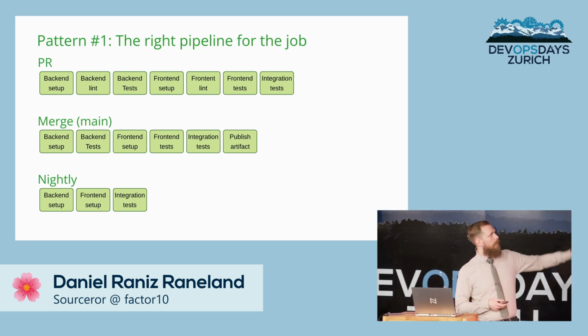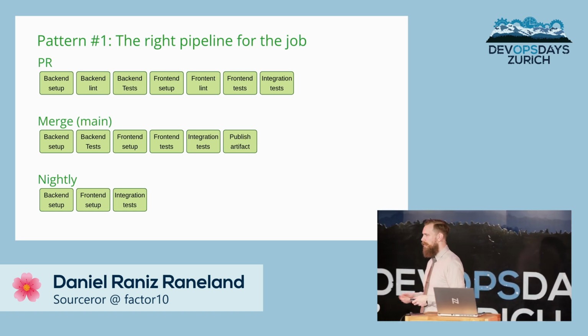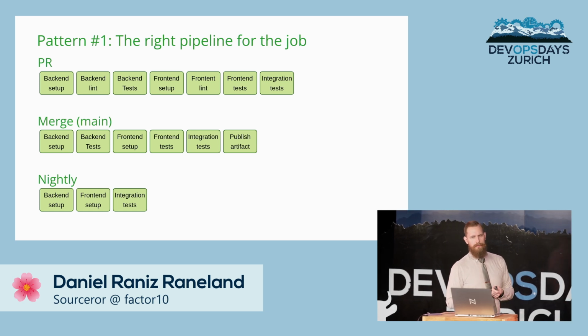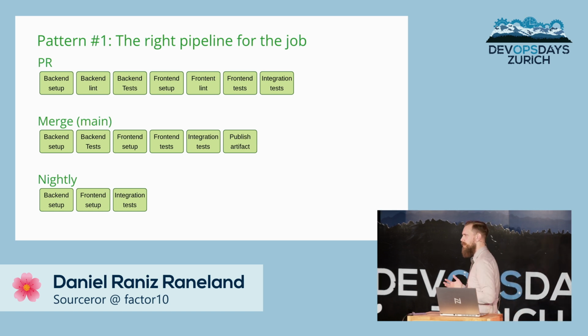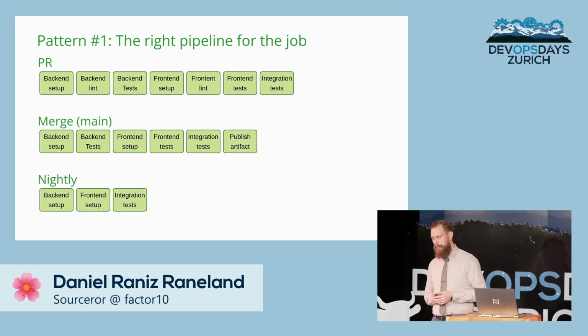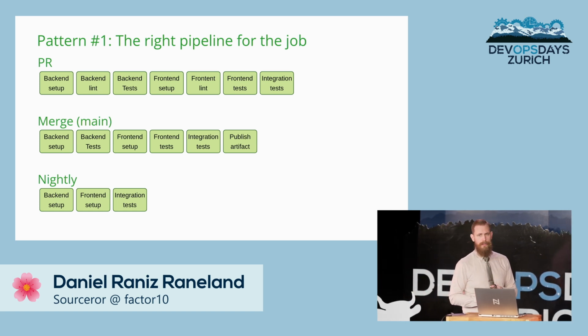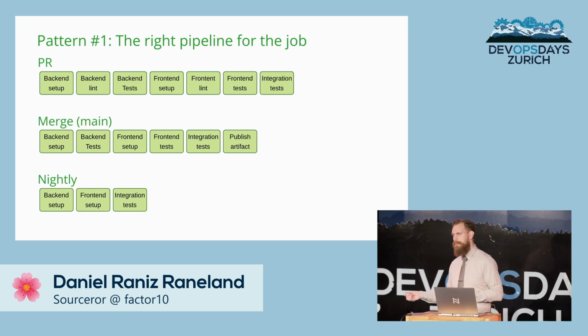That is, one specialized pipeline for PRs, one for merge to main, and one for nightly. So when we merge to main, we probably don't need to run the linting tests, because it's very improbable that those will fail when they pass in the PR. The same thing with the nightly. We don't need to run the lint, we don't need to run the unit tests, because that code hasn't changed since we last ran them on main.